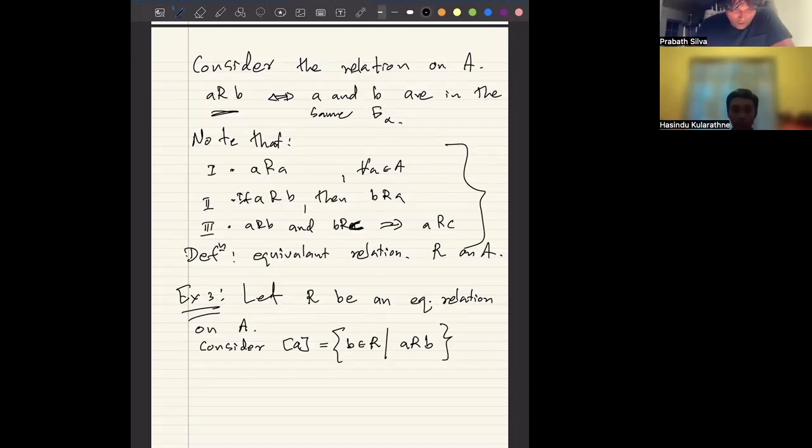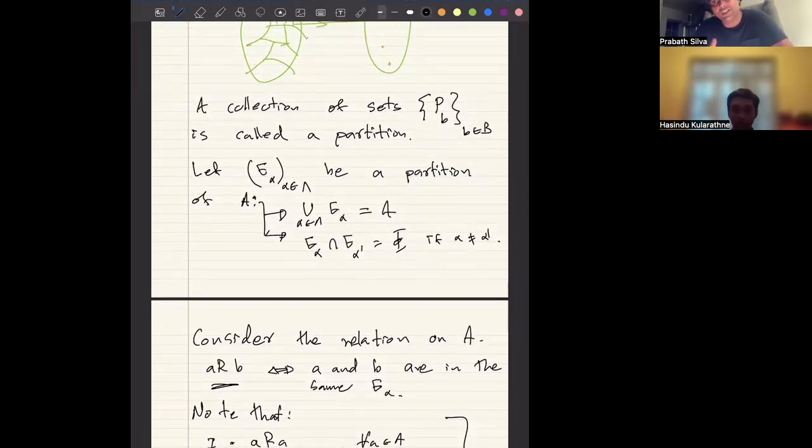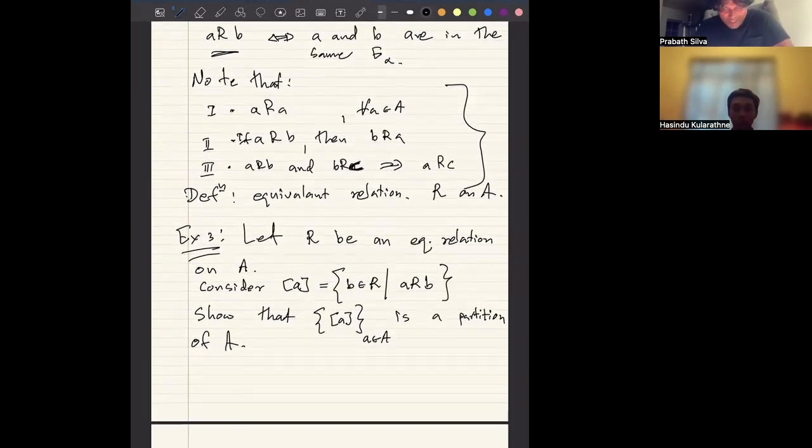Consider these things, and show that these are a partition of A. So it's like in here, we had a partition and we constructed a relation by looking at the partition, and you can go back. And this is kind of the way we take care of this partition situation with equivalence relations.